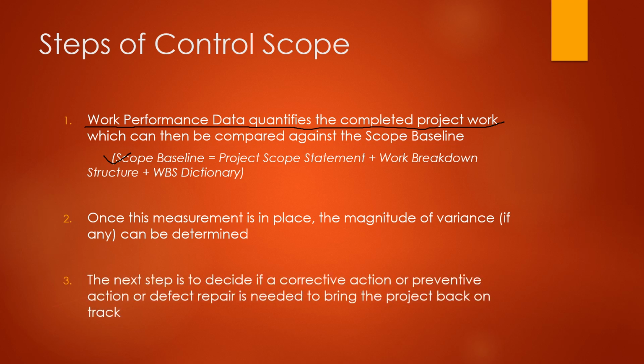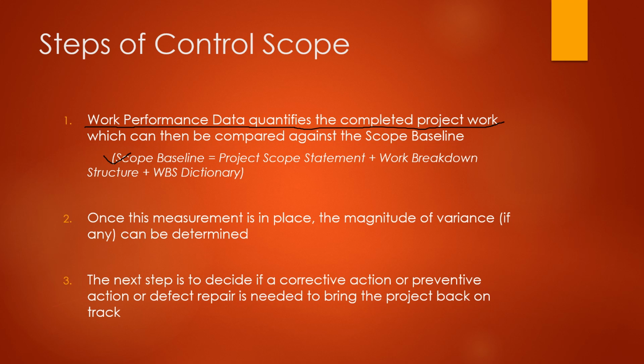Now, in step 3, the next step is to decide if a corrective action, preventive action, or defect repair is needed to bring the project back on track. So if you have any variance, right, you will see what kind of corrective action or preventive action or defect repair is needed, right? So you saw that there was a variance of 20%, right?